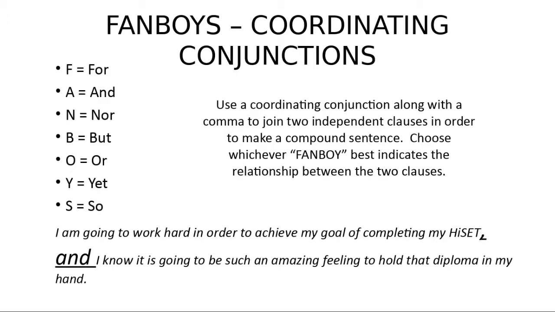So if you look at the example that we had before, we've decided that we wanted to combine them, right? Down here at the bottom of the screen: I am going to work hard in order to achieve my goal of completing my HiSET, comma, the fanboy word and, I know it is going to be such an amazing feeling to hold that diploma in my hand. So now we have combined our two complete independent sentences into one larger sentence containing both elements. And see here where there used to be a period, at the spot where you're joining them, now you've used a comma and one of these coordinating conjunctions.